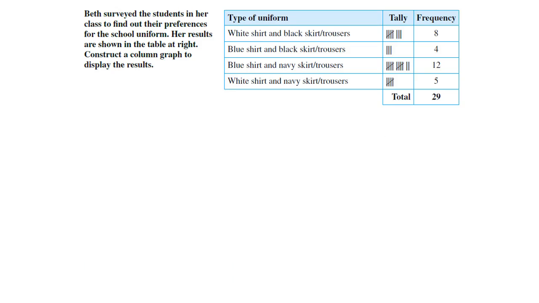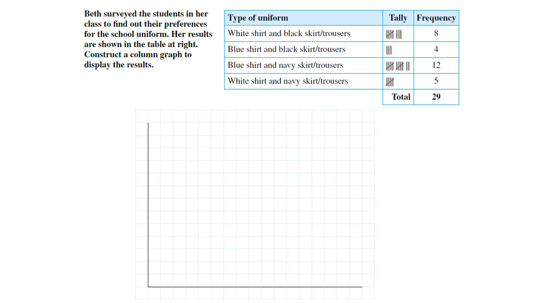All right. So in this case, Beth surveyed the students in her class to find out preferences for school uniforms. Her results are shown in the table at the right. Construct a column graph to display the results. All right, so what does that mean? So what we're going to need to do here is draw a graph up. So I've got this little graph here. This is something you can do quite easily on graph paper, or if you're using OneNote, you can do this on OneNote.